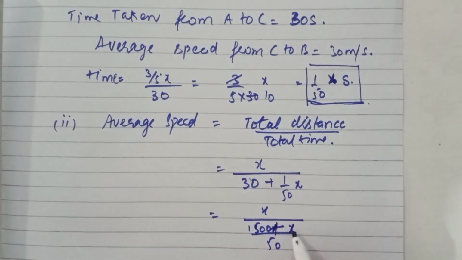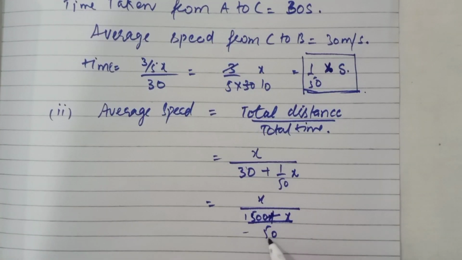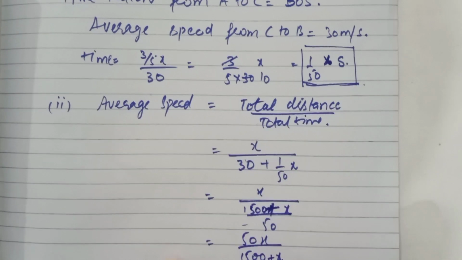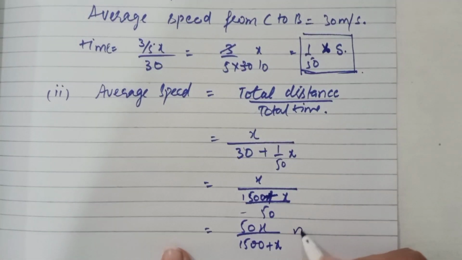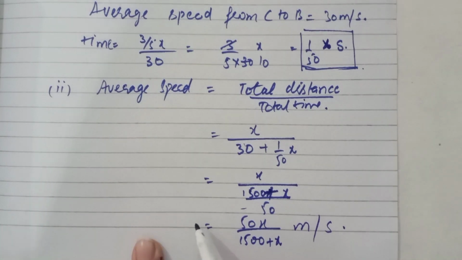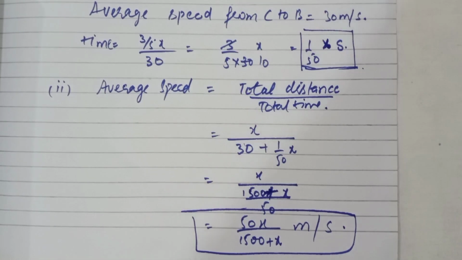1500 plus x, we take the LCM of it, and there is 50, and by multiplying 30 with 50 we get 1500 plus x, and this value goes upward. This is 50x over 1500 plus x, and this speed unit is meter per second, and that is the expression for part number 2. Now students, question number 8 is solved.